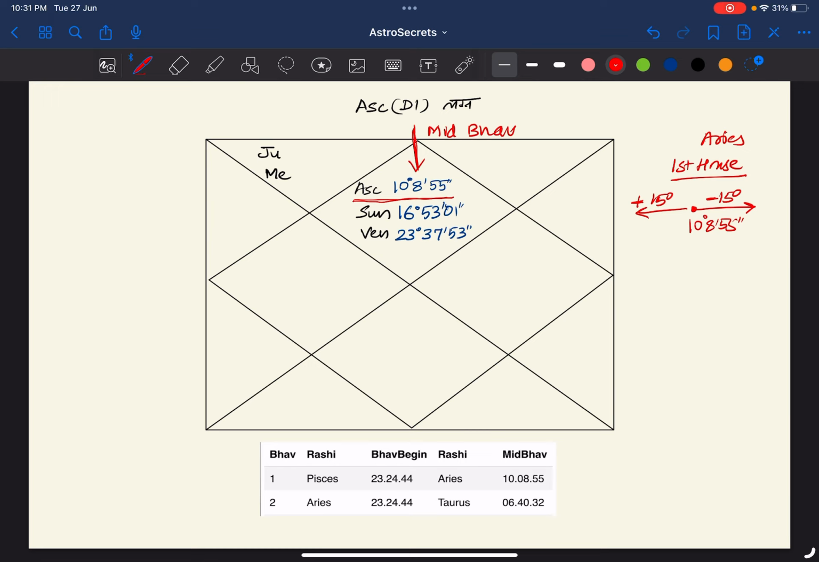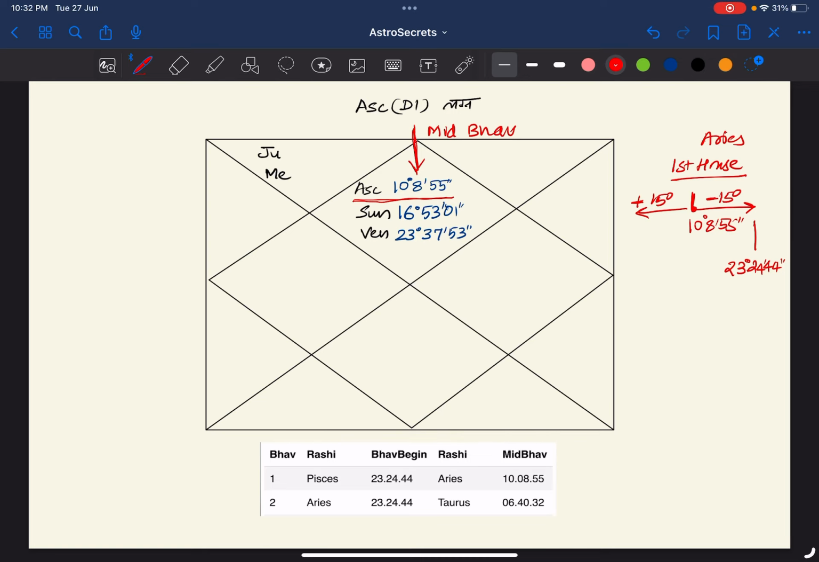Okay, so here if this is the midpoint and I remove 15 degrees, then this midpoint is Aries, and the first house will have started at 23 degrees 24 minutes 44 seconds, right? This precisely is there in the chart itself. You don't need to go about the calculation. You don't need to do any kind of analysis or any calculation on this part. You can get it right away from the Bhav Chalit chart. Okay.